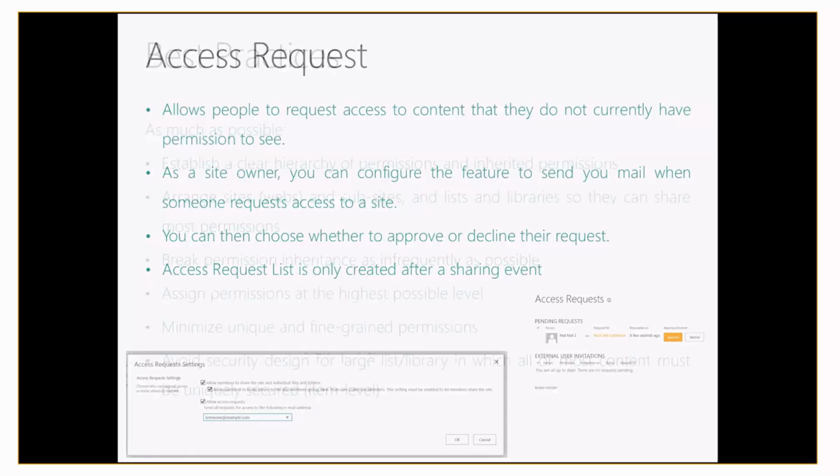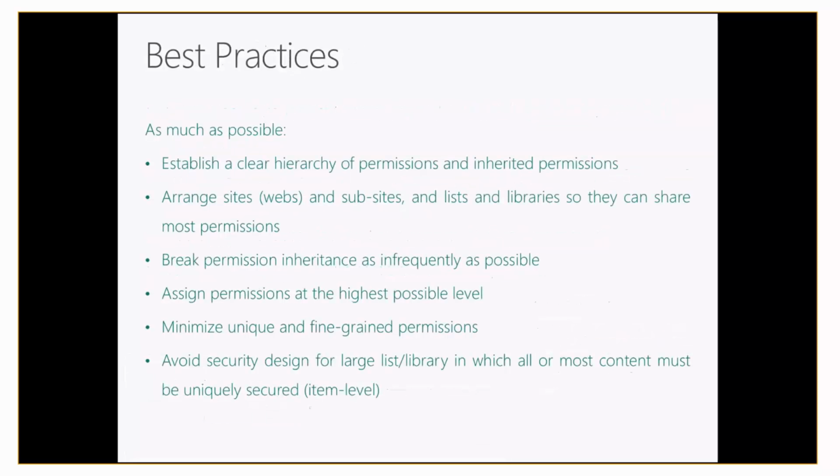Okay, some best practices that we should follow as much as possible. We should establish a clear hierarchy of permissions and inherited permissions. Arrange sites, subsites, lists and libraries so they can share most permissions. Break permissions inheritance as infrequently as possible. Assign permissions at the highest possible level, minimize unique and fine-grained permissions, and avoid security design for large lists or libraries in which all or most content must be uniquely secured.